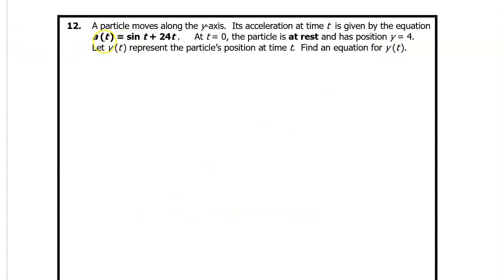Let's start by integrating both sides of this acceleration equation. The antiderivative of acceleration is velocity. So let's just go ahead and put v of t. Let's integrate the right side term by term. The integral of sine is negative cosine. And the antiderivative of 24t, well, let's see. We have to increase the exponent by 1, so that'll be t squared. Then we have to divide by the new exponent. 24 divided by 2 is 12. So we have plus 12. And don't forget the constant of integration. Very important.